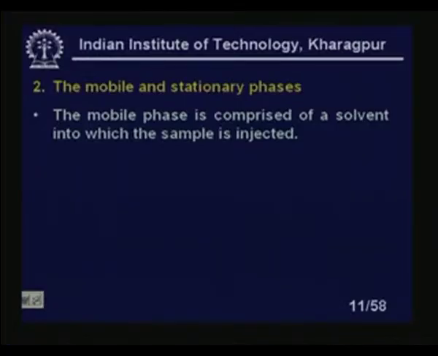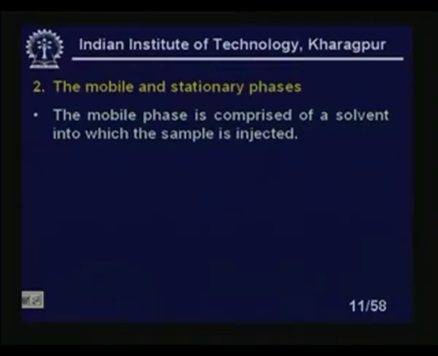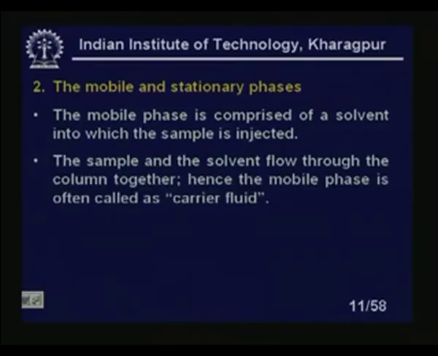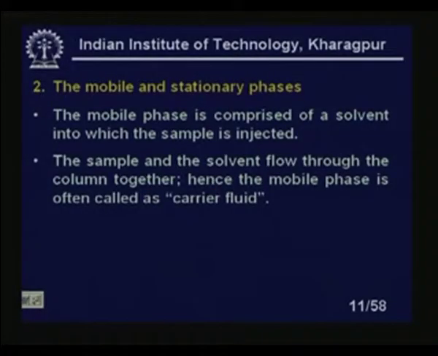So, the mobile phase is comprised of a solvent into which the sample is injected. We have seen in the figure, through a pump the solvent is coming and the sample is injected through what is called the feed. So, this is the mobile phase, right. The sample and the solvent flow through the column together, hence the mobile phase is often called a carrier fluid. Sometimes we call it carrier fluid.